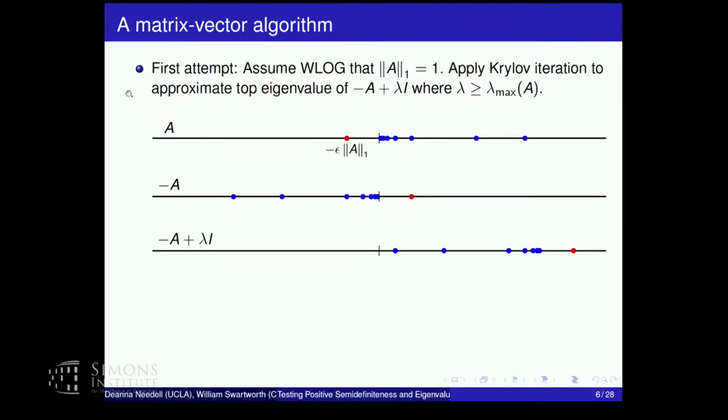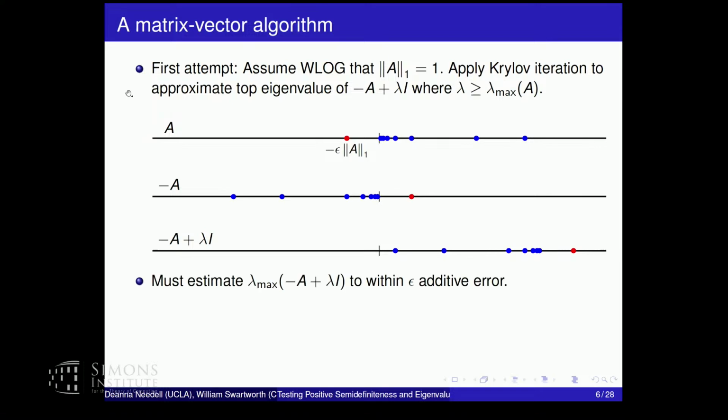We can then add a multiple of the identity. So I'm going to add lambda times the identity. That'll shift all the eigenvalues, and so now this new matrix has all positive eigenvalues, if I choose lambda appropriately. I'm going to choose lambda to be larger than the largest eigenvalue of A. The largest eigenvalue of A is at most 1, because the norm of A is 1.